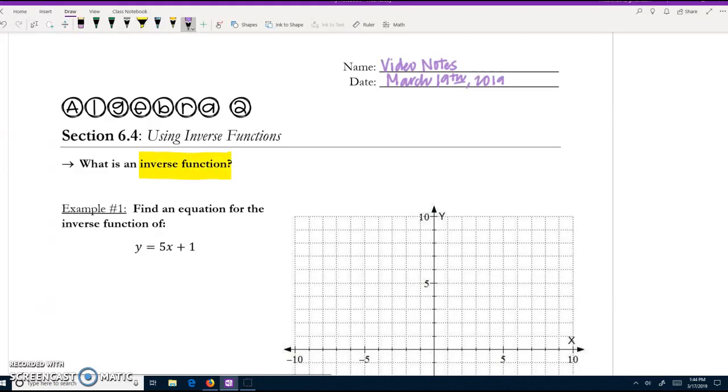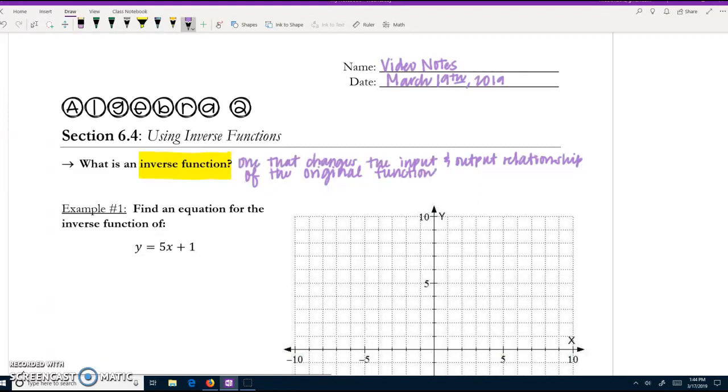So an inverse function is one that changes the input and output relationship of the original function. Input, output. And so what that means is you're essentially going to swap your x and y values.